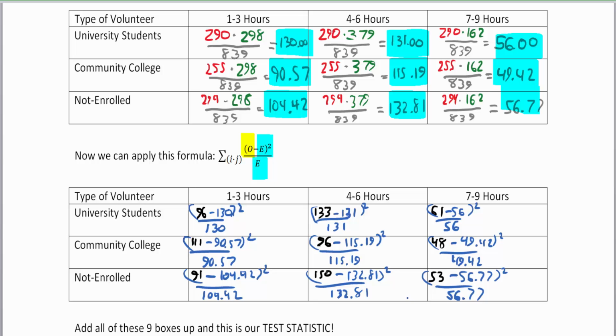Holy smokes, right? That's a lot. And I feel ya. This is just part of the work that we're doing here. And I'm going to switch to a gray pen, because if I go 96 minus 130 squared, then divided by 130, I get an answer of 0.476. Now that's small. That's good. That means we were pretty good on that.